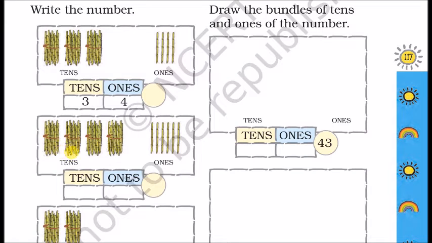How many tens are here? 1, 2, 3 and 4. 4 tens. And how many ones? 1, 2, 3, 4, 5 and 6. 6 ones. 4 and 6, 46.